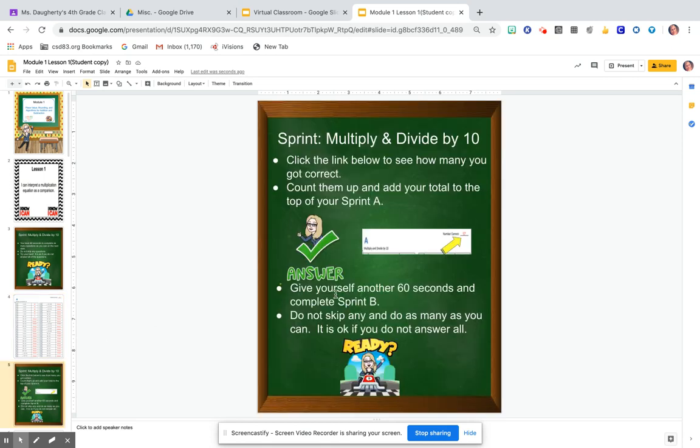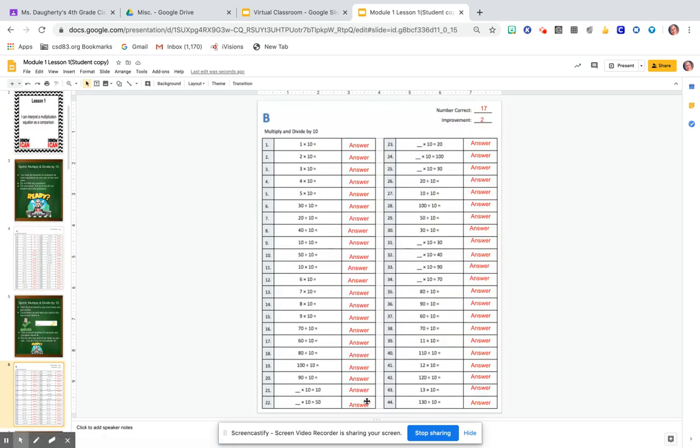All right. So once you're done entering your total, you're going to do it again, this time with the sprint B. You're not going to skip any again. You're going to do as many as you can, and you do have another 60 seconds, which is just 1 minute. So whenever you're ready, you go ahead and click the next one. Okay, you're going to start at number 1. You're going to go ahead and pause the video, give yourself 60 seconds, and answer as many as you can.